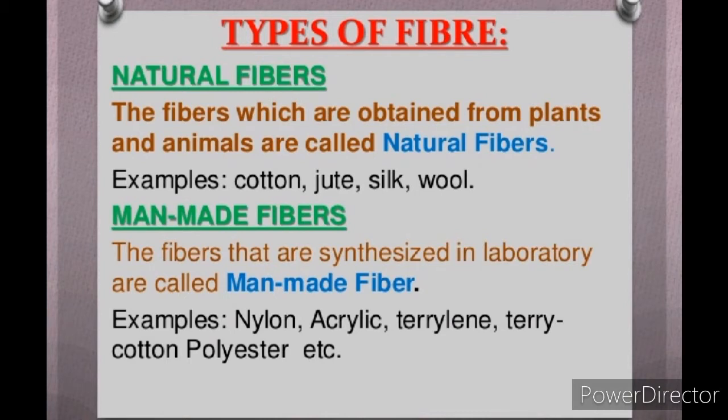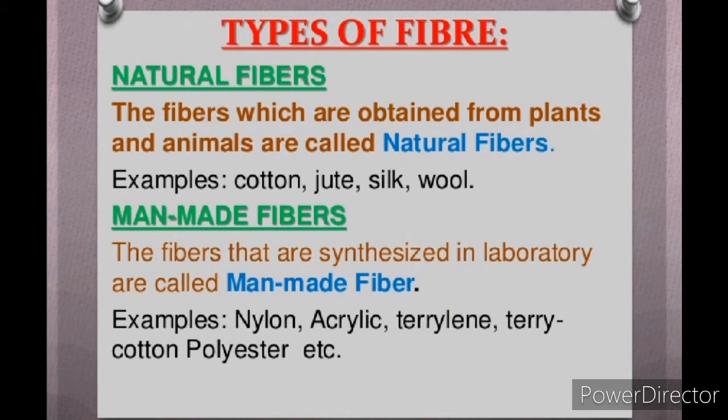What are natural fibers? The fibers which are obtained from plants and animals are called natural fibers. That is the fibers which we get from plants and animals, that is from nature. For example, cotton, jute, silk and wool. In the previous class also, we came to know that these are the things which we get from nature.